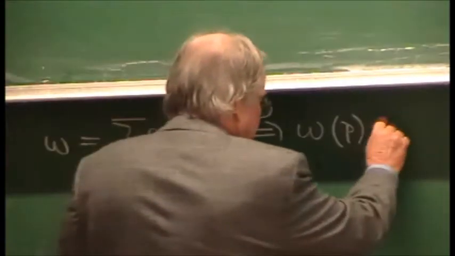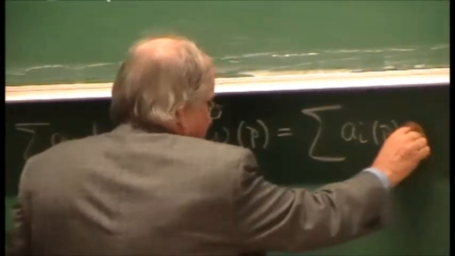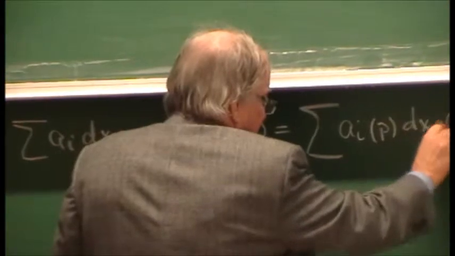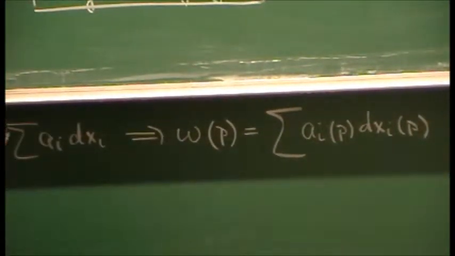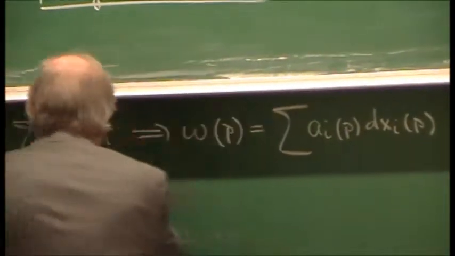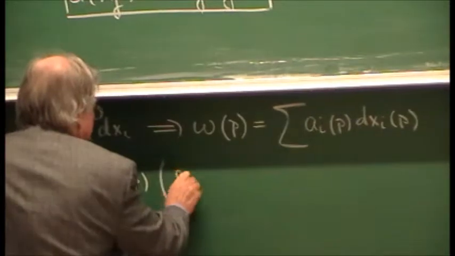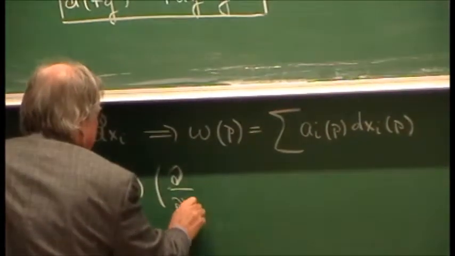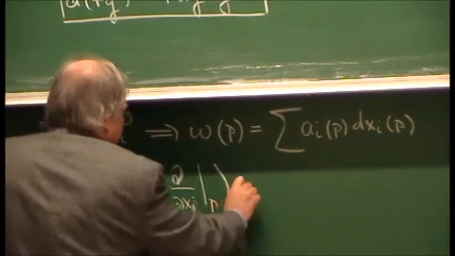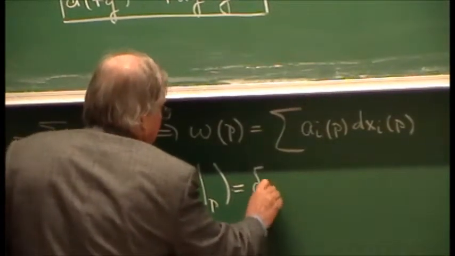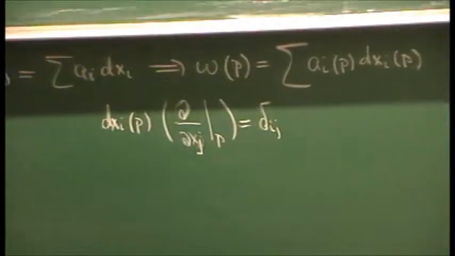Omega at a point is what you think it is. You just evaluate the coefficients at that point. And I quite often write dxi at that point. And dxi of the point is what you think it is. dxi is the dual basis, so this is the dual frame to the basis of fields, to the basis of tangent vectors. So all of that makes sense.